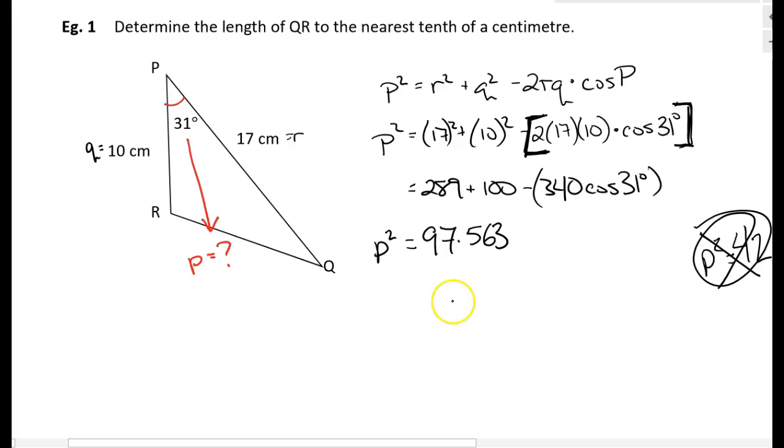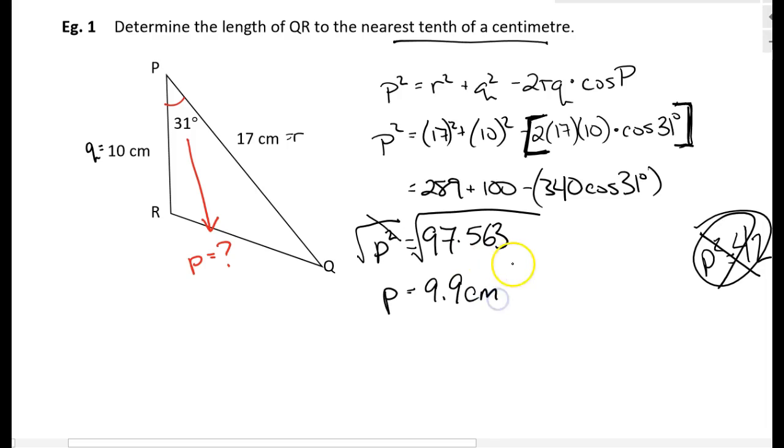We've got p squared is 97, and that's great, but that's not the end of the question. We weren't asked to find the square of a side of a triangle. We were asked to find the side of a triangle. So we need to solve for p. So we take the square root of 97. We get 9.87. It says to the nearest tenth of a centimeter. So we're going to go 9.9 centimeters. That's my answer. And you can label it on your triangle just to make sure that you've gotten it in the right spot. And there we go. That's how you do example 1.